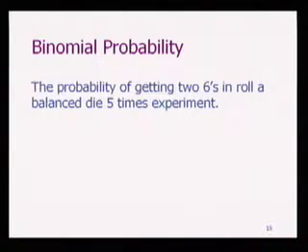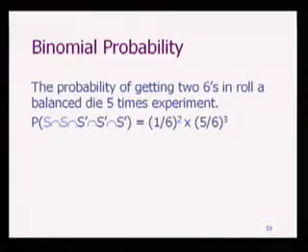If you recall, this is actually the casting die experiment. If I roll a balanced die 5 times, and I ask you what's the probability of getting 2 sixes, how do you calculate that? I think I mentioned that. If you cast a die 5 times, balanced or not, what's the probability of getting 2 sixes?